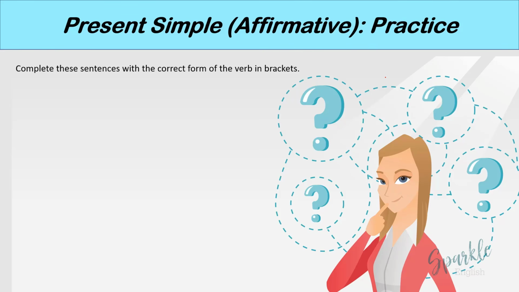In this section, you have to complete these sentences with the correct form of the verb in brackets. So number 1, Matthew football every night. So here we have the verb, and you have to conjugate the verb correctly using the spelling rules I taught you before. So the correct answer here would be Matthew watches, W-A-T-C-H-E-S. The verb ends in ch, so we add es.